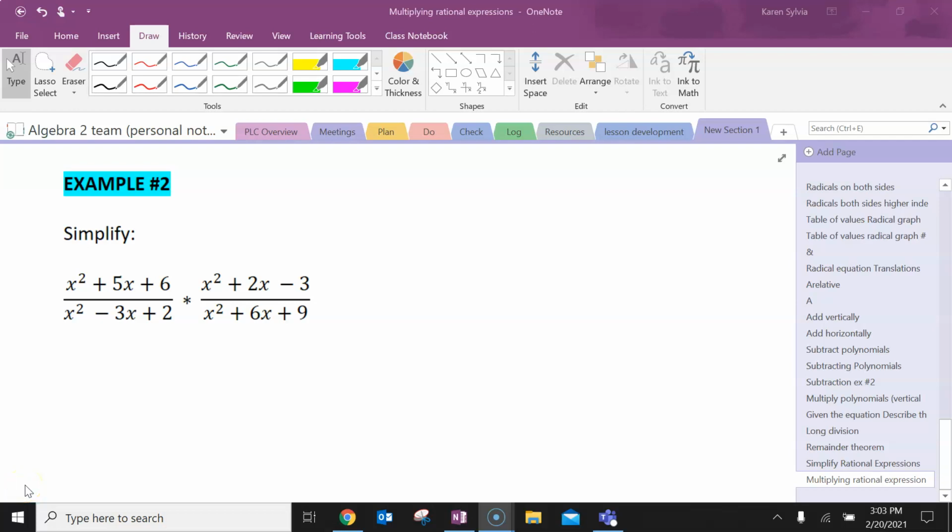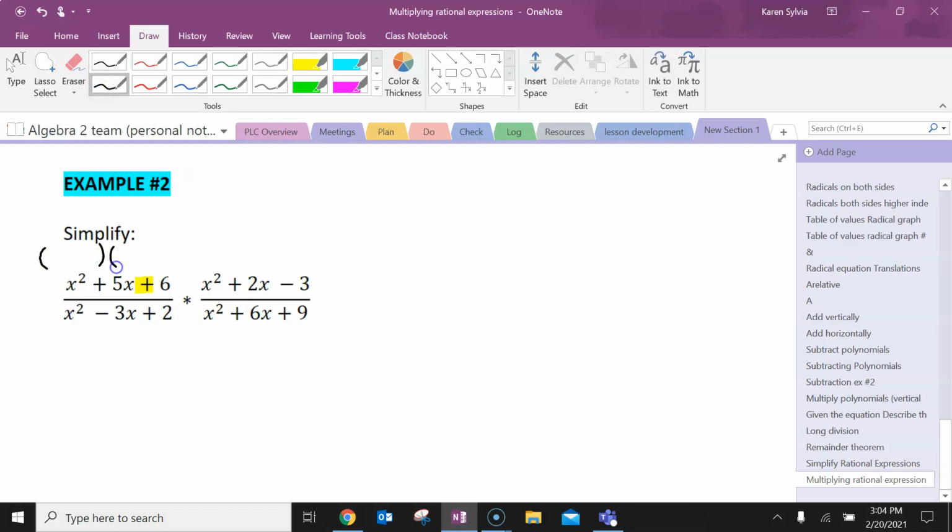Again, in order to reduce or simplify the rational expressions given, we can cancel common factors. So for example 2, our first step is to factor. We need to factor all the trinomials in this example. The first one, up top, x squared plus 5x plus 6, being that it's got a plus sign here, it means the signs will be the same.